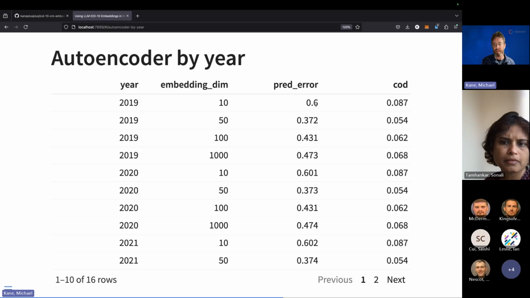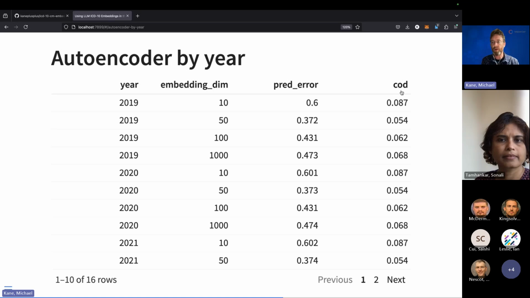So you can see in 2019, I'm going to refer to this. This is the coefficient of determination. Basically, how much variation is there in the vector to begin with? How much prediction error is there, and how much are we able to compress the data and maintain?